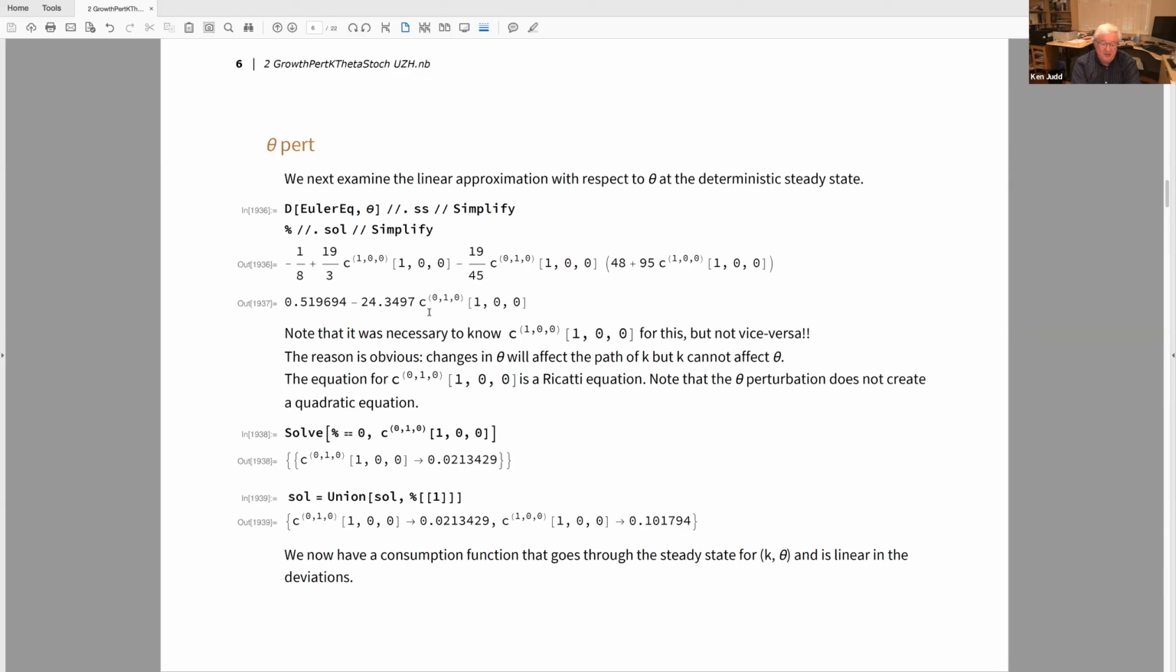And then after that, when you perturb with respect to theta, you just get linear things. You don't have to come up with a fancy Riccati equation in K and theta. If you did, that's kind of a waste of effort.